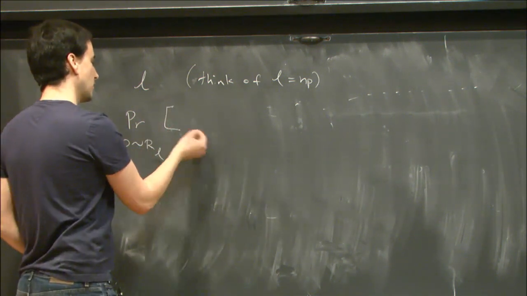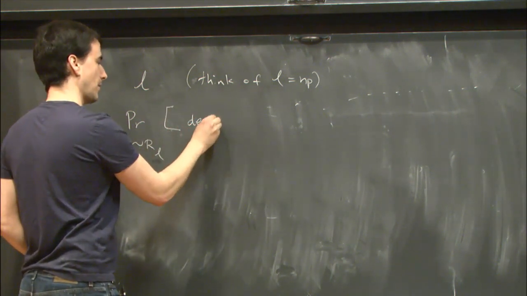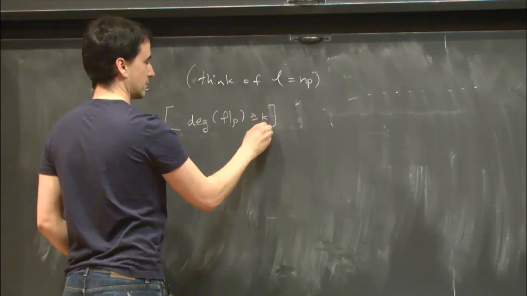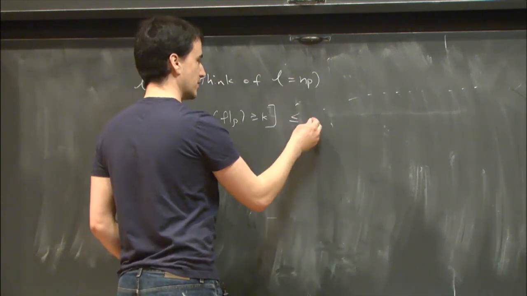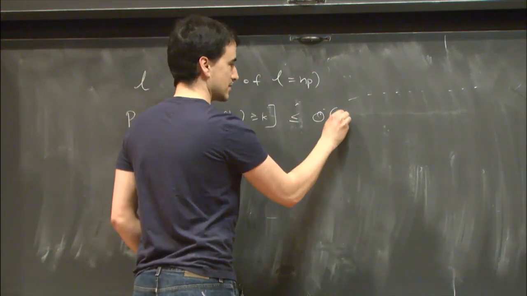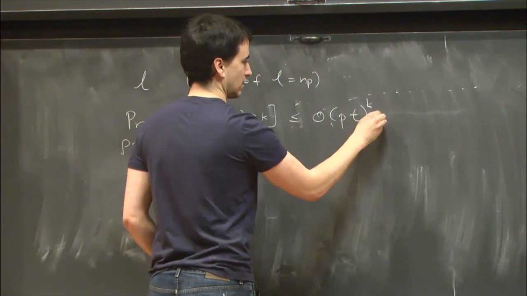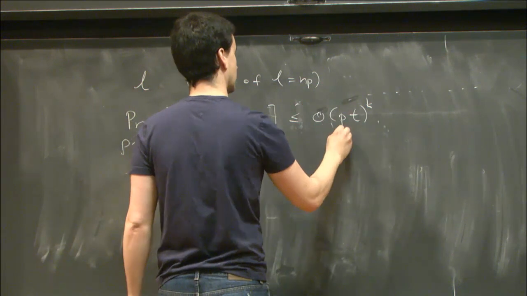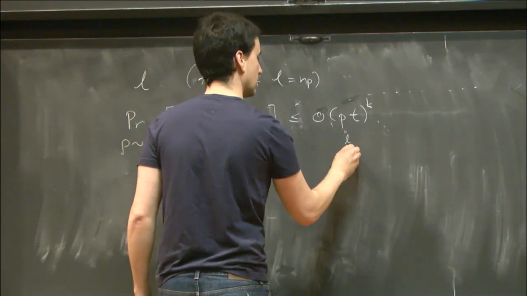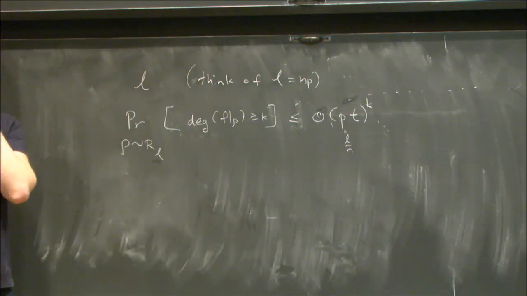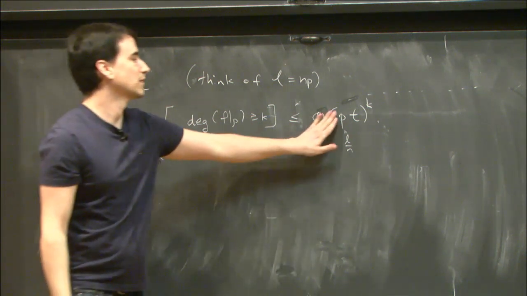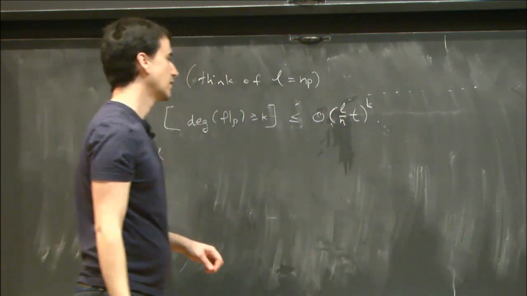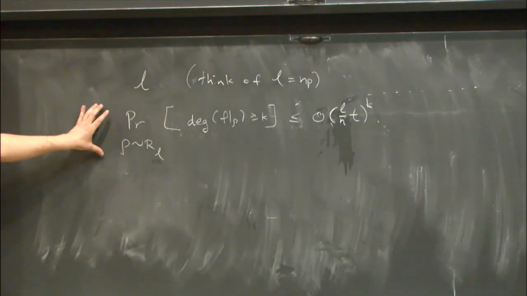And I ask what is the probability that the degree is at least k. I want to show that this is smaller or equal than some constant times p times t to the k. Sorry, p is L over n. This is what I want to show you how to prove.